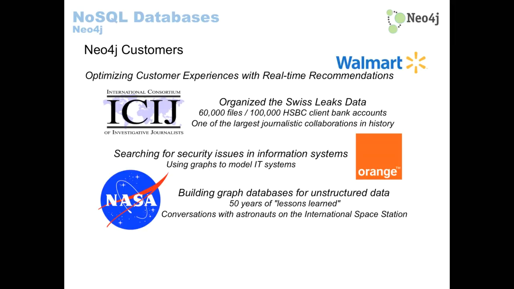NASA is building a graph database for unstructured data. They have 50 years of lessons learned and conversations with astronauts on the International Space Station. And so they can take these conversations and have links for certain keywords or certain phrases in the conversation and link those up to different astronauts, and then maybe have some information about how well the astronauts coped with certain situations and so on.